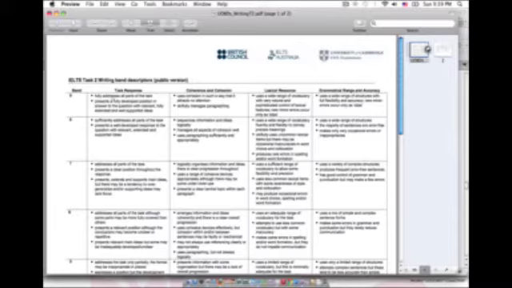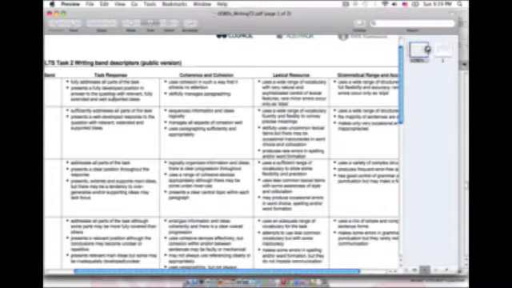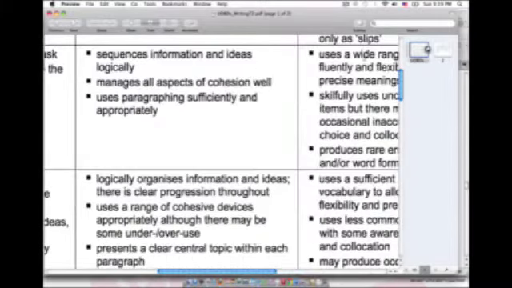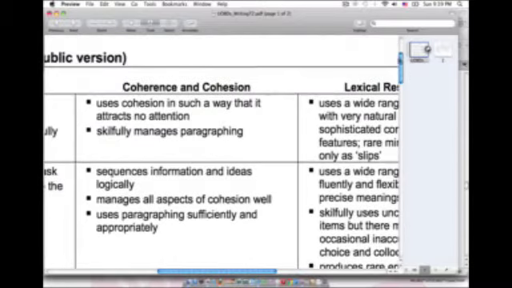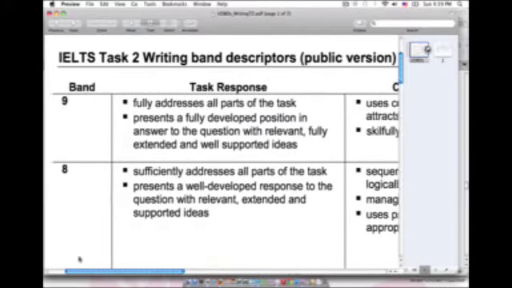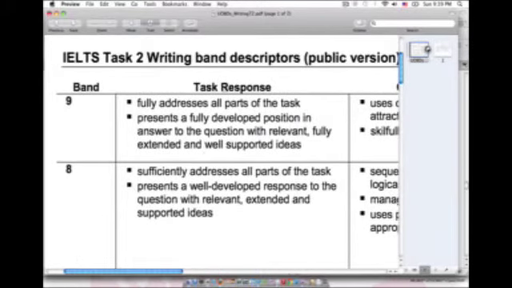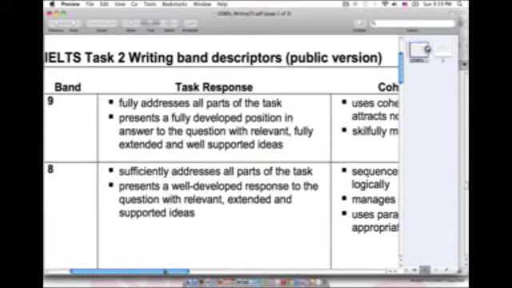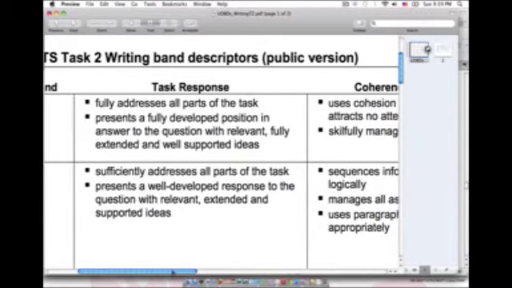Now let me zoom in. Now what you can see is that there are 4 columns along the top. The first being task response, which refers to how effectively your essay responds to the problem you are presented in your task 2 question.